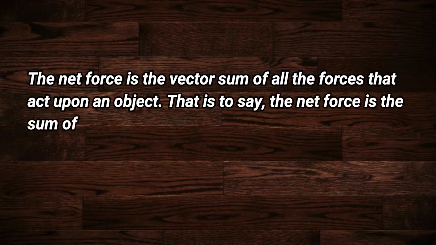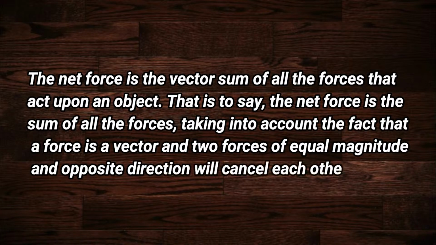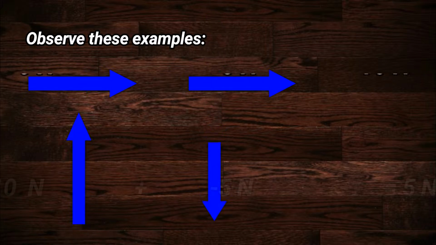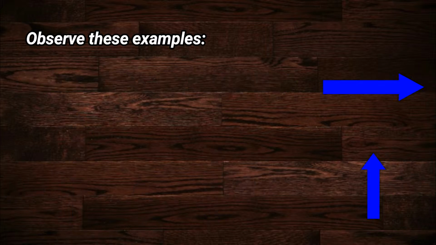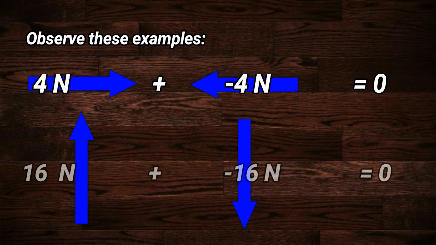The net force is a vector sum of all the forces that act upon an object. That is to say, the net force is the sum of all forces, taking into account the fact that a force is a vector and two forces of equal magnitude and opposite direction will cancel each other out. Observe these examples. The first one has the same direction and the same magnitude, thus we add it. The second one, however, has different magnitude and direction, that's why we subtracted it. But if both forces have the opposite direction but the same magnitude, they will cancel or balance each other out.